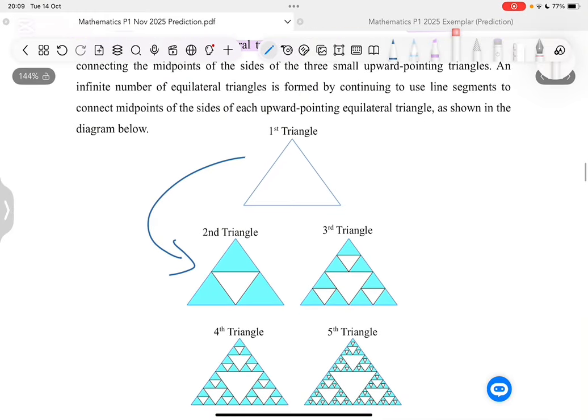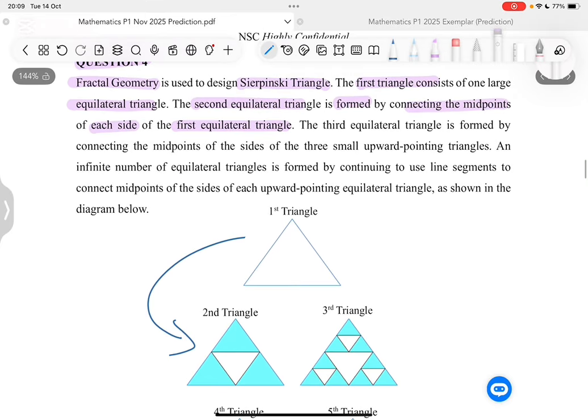Now, if you look at the second triangle, you will notice that we have one large equilateral triangle as we had here, because we formed it from the previous triangle. But then I start having a couple of triangles inside there that are upward facing, and also one triangle that is downward facing. So that's what we have in the second triangle.